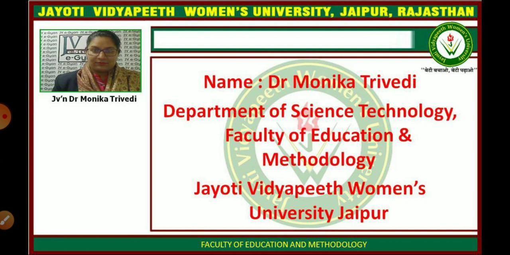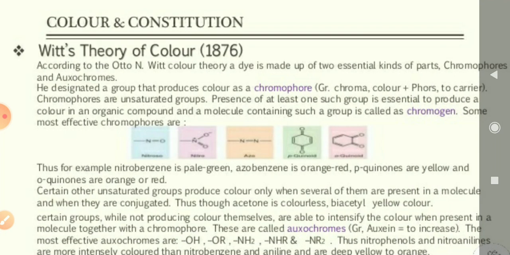So students, today's topic is dyes and their classification and their color constitution. The color of a dye is related to Witt's theory, which was given in 1876. According to this theory, the dye is made up of two essential kinds of parts. One is chromophores and another is auxochromes.